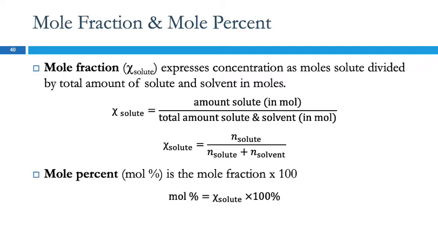So mole fraction and mole percent are closely related to each other. And this is that Greek letter chi again. So the mole fraction of the solute is the amount of the solute in moles divided by the total number of moles. So that's going to be the solute plus the solvent. If you want mole percent, you take the fraction, you multiply by 100.